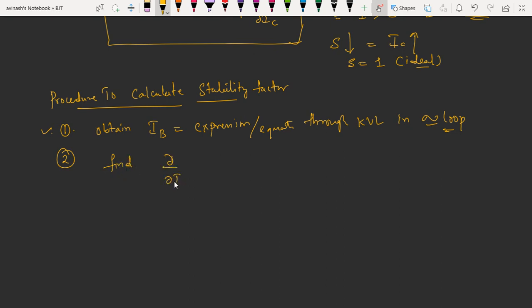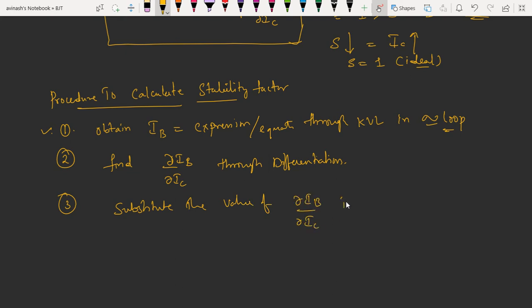The next step: substitute the value of dou IB by dou IC in the S value. What is the value of S? (1 plus beta) by (1 minus beta into dou IB by dou IC). Substitute this value in this stability factor.